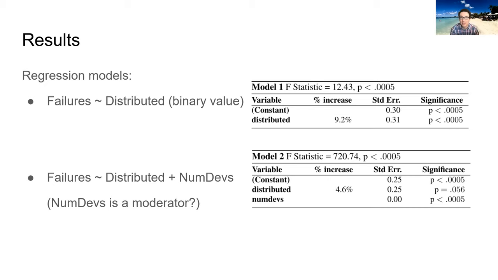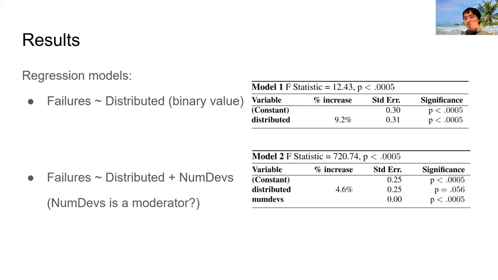Let's pause here for a second, CJ. That's a good question. Do people agree with this? I think it's probably a mediator instead of a moderator. No, well, my understanding is mediator means the distributed teams will affect the number of developers, and the number of developers will then affect failures, right? That's a mediator, right? Yes. Well, but I don't think the number of developers is related, because you can have a big team that is distributed, but you can also have a small team that is also distributed.